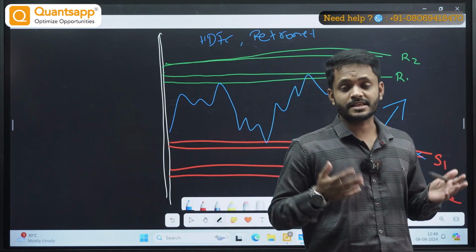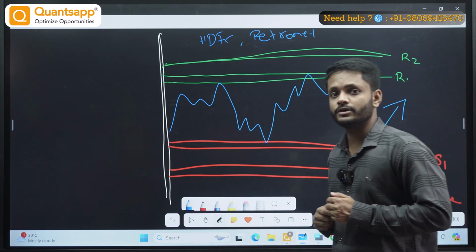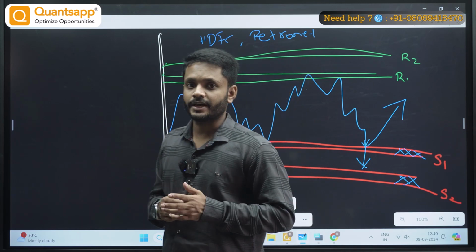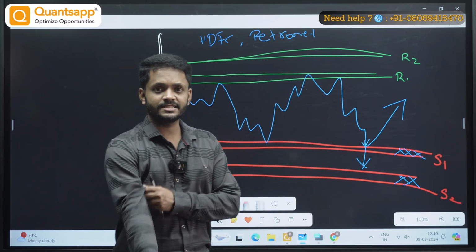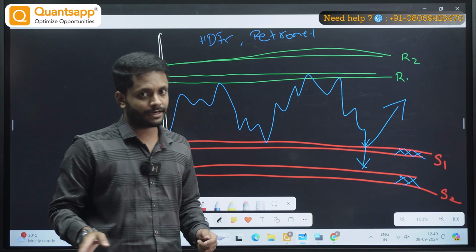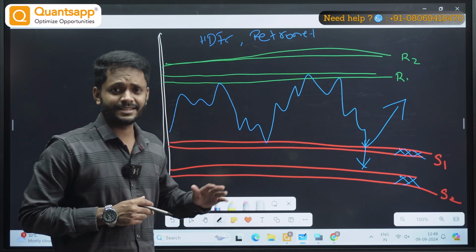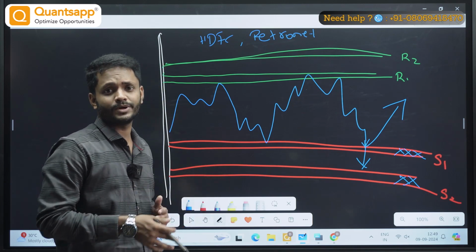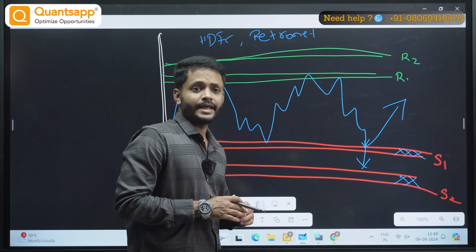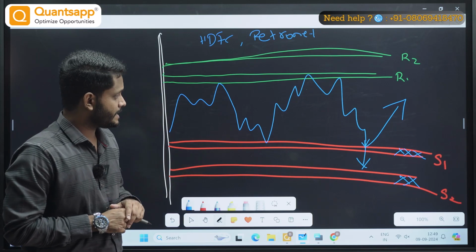Now the question arises, how would I know which counter is going to give returns and which is going to fail? For that we are going to take an additional confirmation, and that is where modified PCR comes into the picture. So first let us understand this trap indicator, and then let's go one step ahead and see how to take a confirmation from MPCR as well.